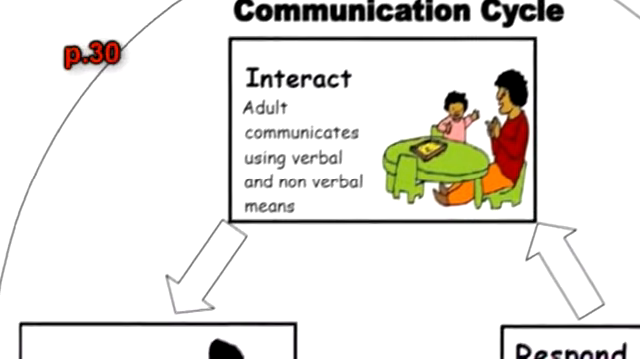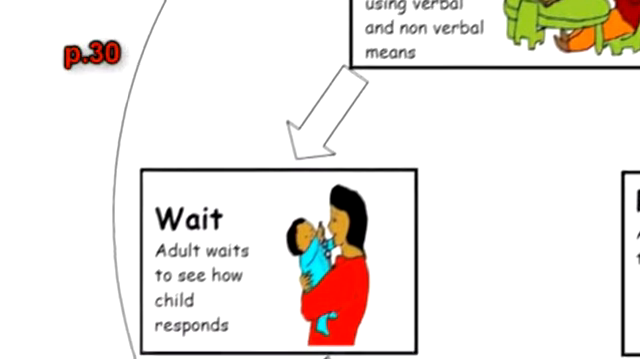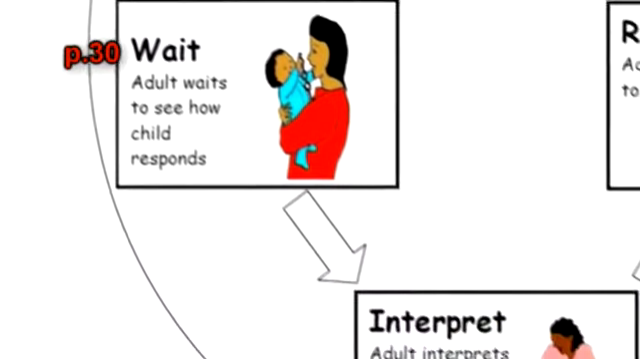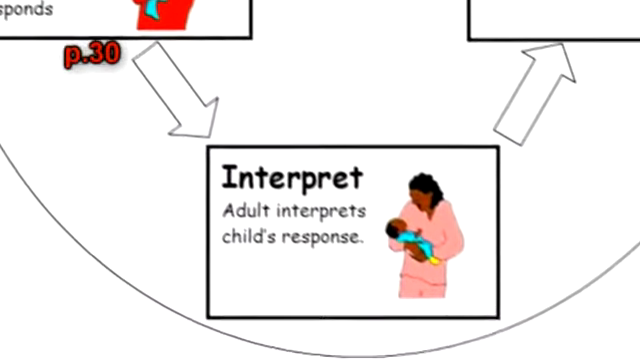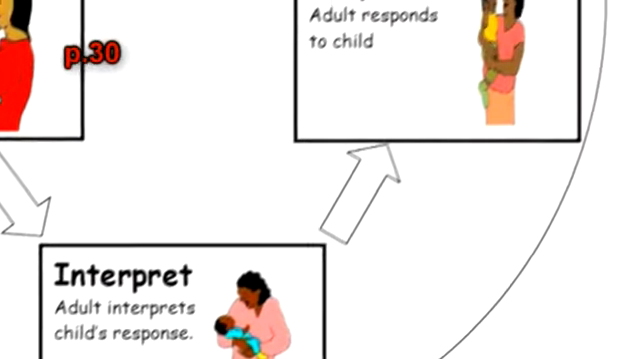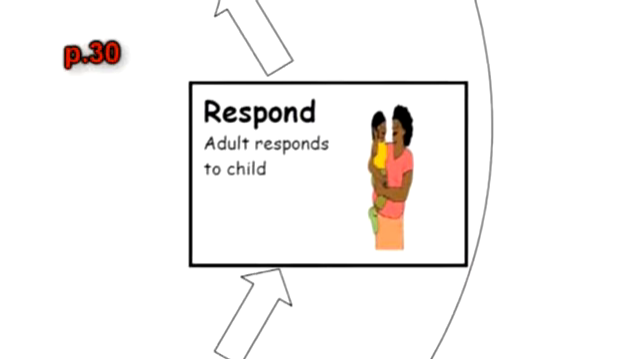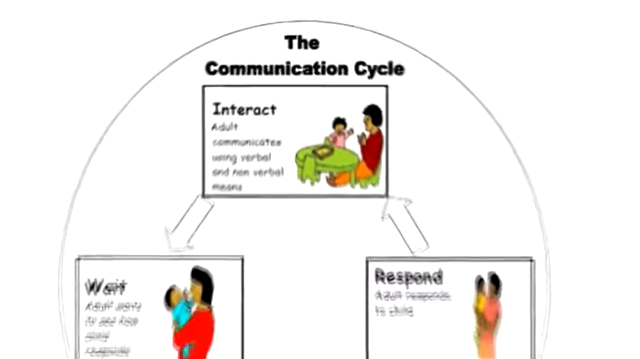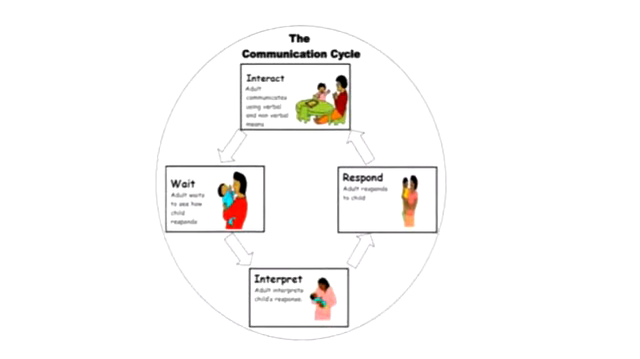Having started communicating using verbal and non-verbal means, wait and give the child time to respond. When they do respond, interpret what you think the child means and respond to the child to confirm your interpretation. And so the communication cycle continues. And keep in mind the three phases of play interaction.